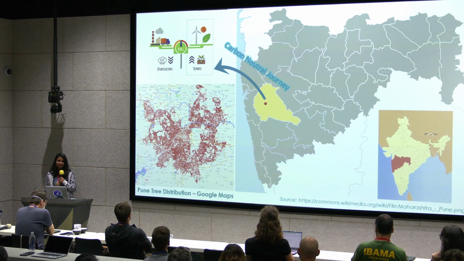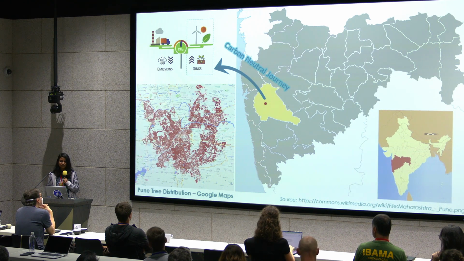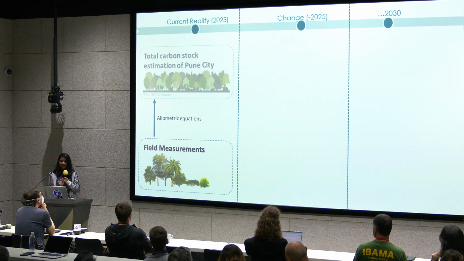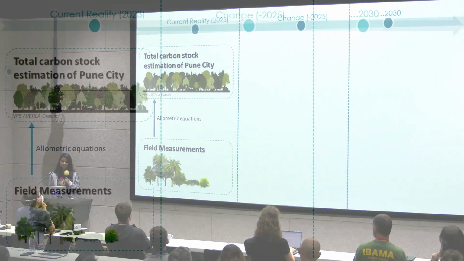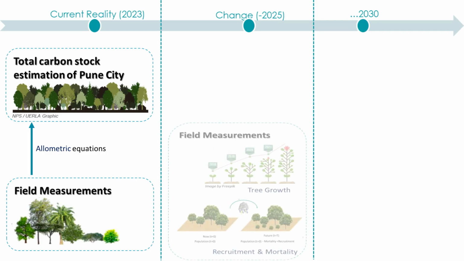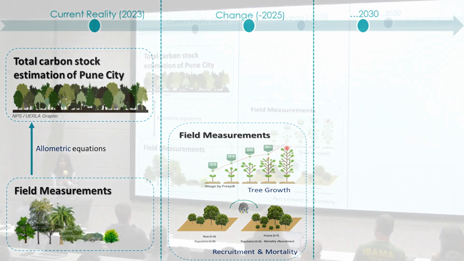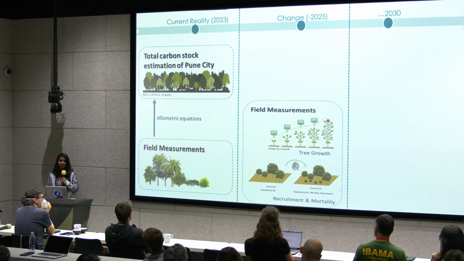And Pune has tree census data from 2017, which has around 40 million trees with 20 plus attributes that has been used as a baseline for our preliminary study. Current carbon stock has been established using the Chave allometric equation using species-specific information. The change will be recorded in two different ways. One is ground truthing, where we are recording the tree growth of different species across the city and recording the new growth and the recruitment and mortality over the years.